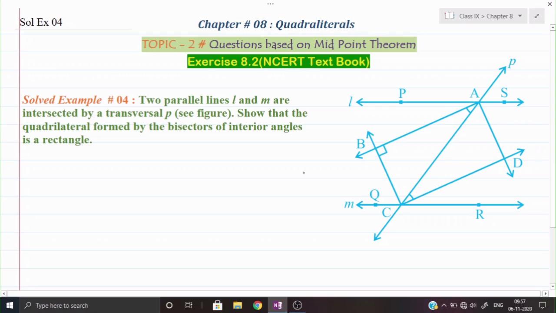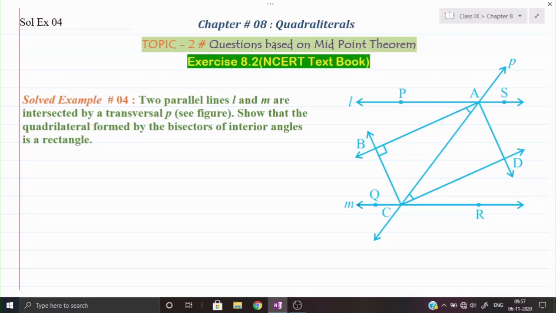So for example, if I talk about one of the interior angles, that is angle PAC, that is one interior angle, and its bisector is drawn, the name is given here as BA. Similarly, you observe ACQ. ACQ is another interior angle, and its bisector is drawn. The name is given here as CB. So CB is the bisector of the interior angle QCA.